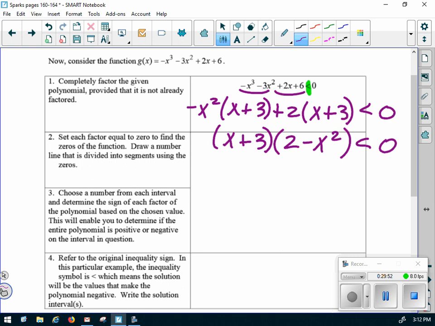Now we're looking at number 2. Number 2 says set each factor equal to 0 to find the zeros of the function. If that first factor is equal to 0, then x would equal. What about the second one? Or what? If 2 minus x squared equals 0, then I'd get 2 equals x squared. How many answers does this little equation have? 2. Plus or minus the square root of 2. Yeah, plus or minus the square root of 2.